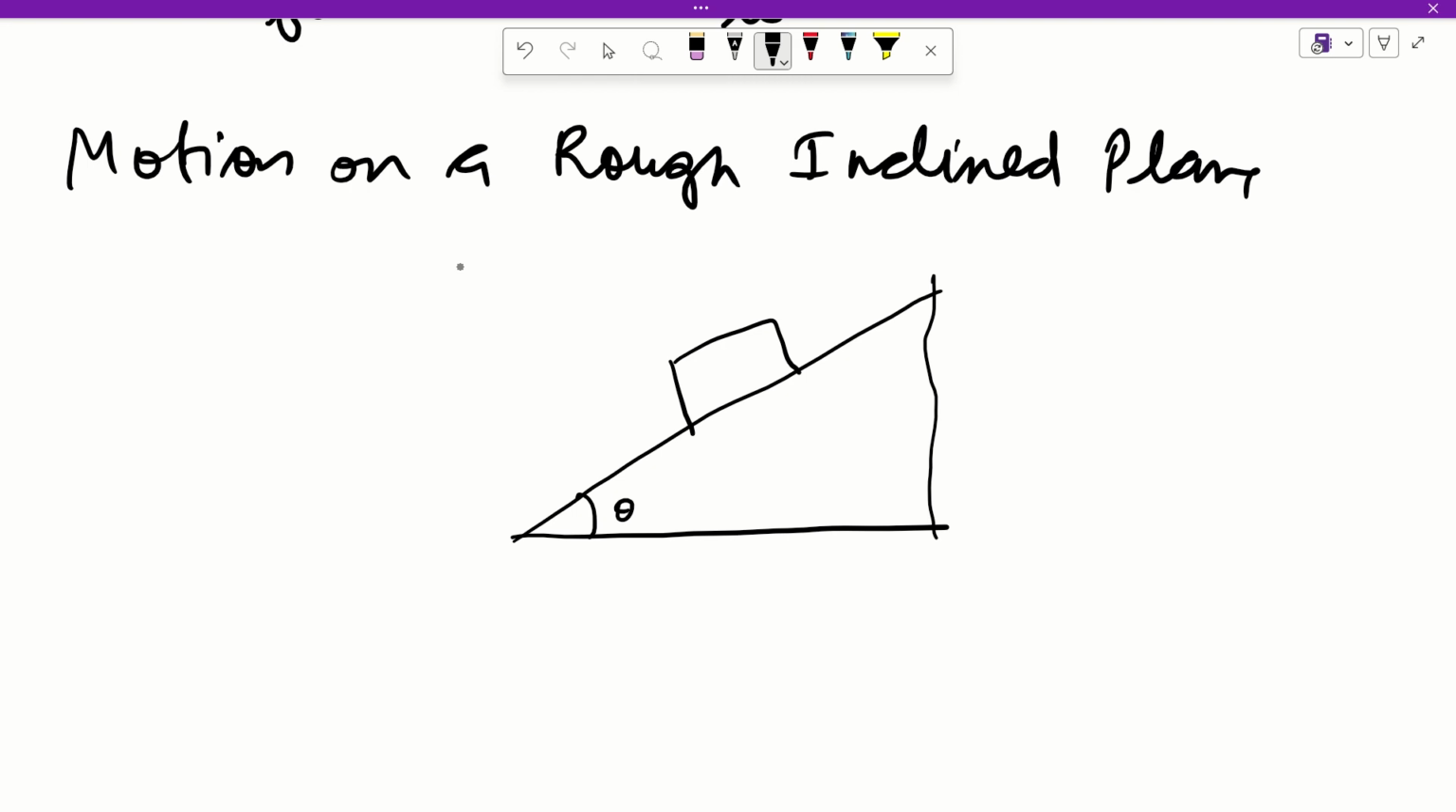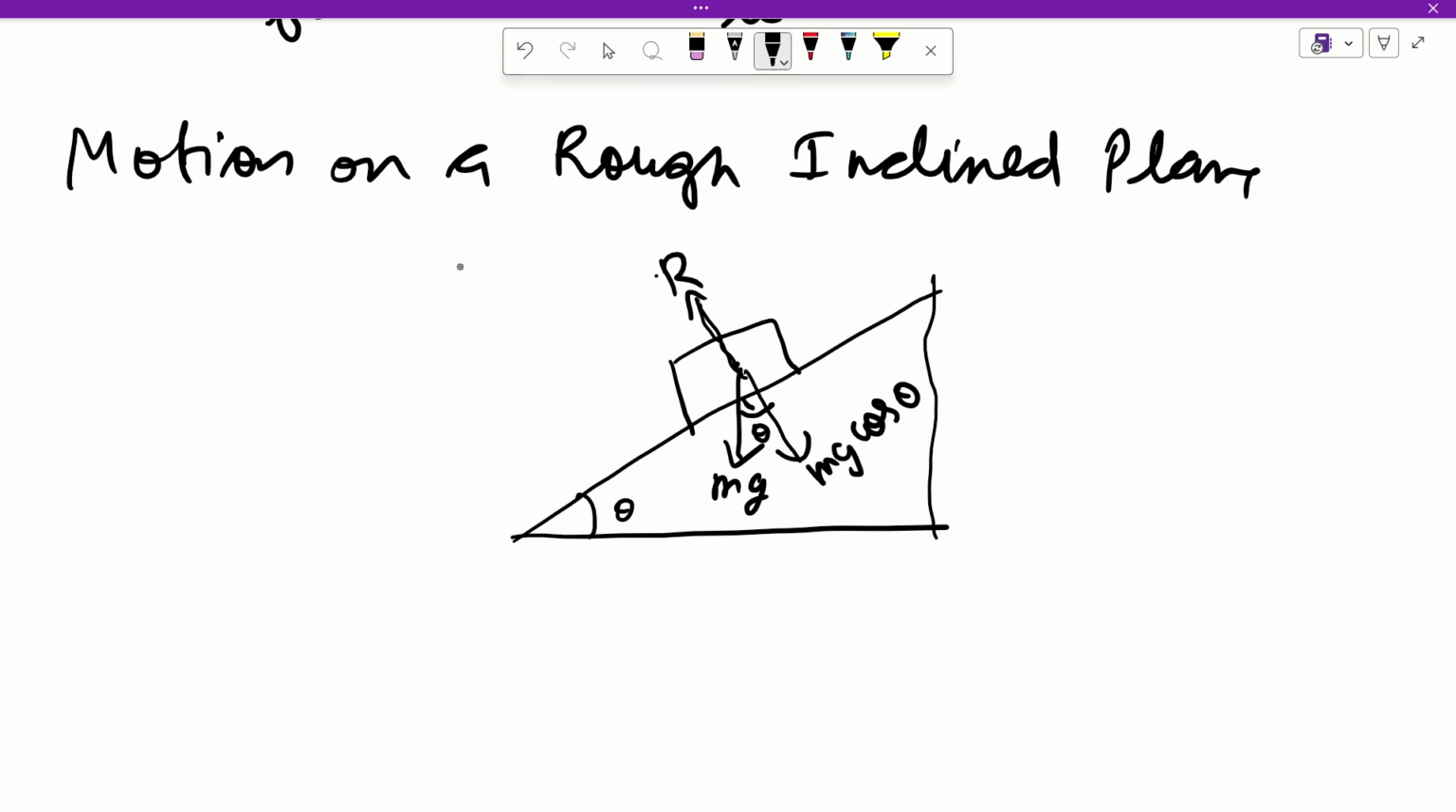Gravity will be acting downwards. That is the weight of this object, mg. The normal reaction will be acting perpendicular to the surface of contact. If this is theta, this will also be theta. So this will be mg cos theta, and this is the normal reaction R.